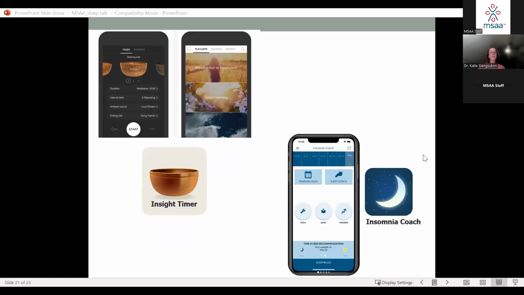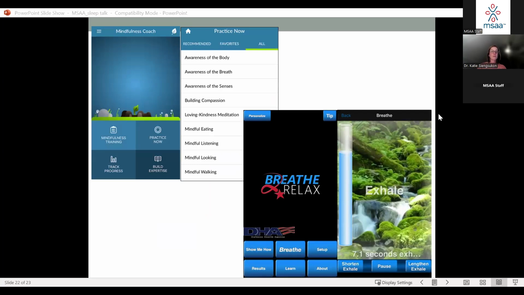And I just want to share a few other resources before we move on to question and answer. These are some resources that we have used with clients, and so I feel fairly confident in the quality of them. So Insight Timer is a nice app if you maybe enjoy mindful meditation. Insomnia Coach is a great app for people who do have insomnia. It was developed by the Veterans Affairs Office, and so it's a good quality app as well. And then Mindfulness Coach, it was developed by the Department of Defense and the Veterans Affairs. So that also takes you through a mindfulness practice. And then Breathe to Relax has some different breathing activities that people have found enjoyable.